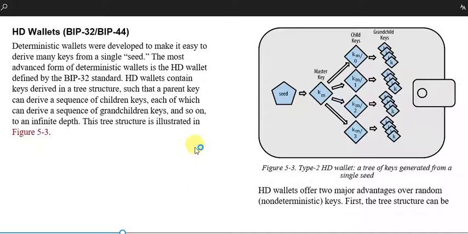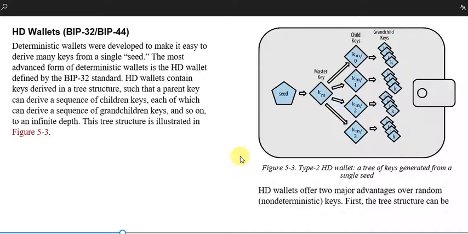HD wallets, BIP32/BIP44. Deterministic wallets were developed to make it easy to derive many keys from a single seed. The most advanced form of deterministic wallets is the HD wallet defined by the BIP32 standard. HD wallets contain keys derived in a tree structure, such that a parent key can derive a sequence of children keys, each of which can derive a sequence of grandchildren keys, and so on, to an infinite depth.